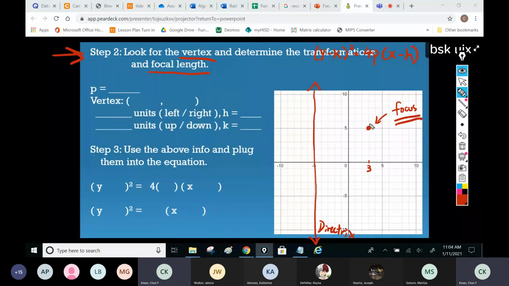So the focus is right here, and then the directrix is right here. We need to find the midpoint, and that will be your vertex. So if this is -5 and this is 3, the midpoint is going to be right here. This is the midpoint. That is your vertex.